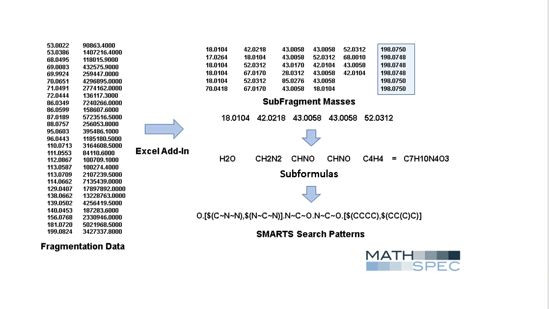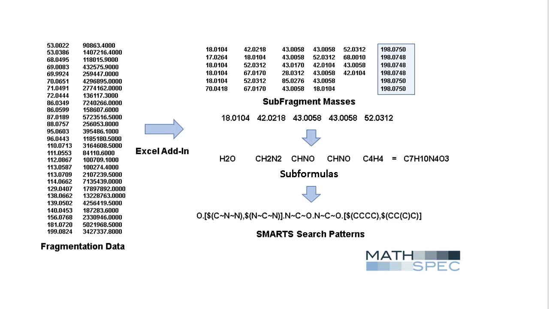This diagram shows the process that our Excel add-in uses. First, the accurate mass fragmentation data is converted into multiple partitions of the accurate mass of the analyte. These partitions each consist of 3, 4, or 5 imaginary subfragment masses. Each partition is scored based on how many fragment ions can be assigned using different combinations of the subfragment masses and how intense those assigned fragment ions are. The mass of each subfragment is then converted into subformulas.